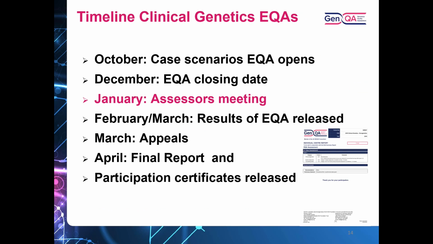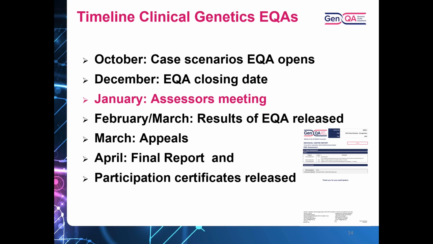The timeline for the clinical genetics EQA is very simple. The case scenario opens in October and will do this year despite the pandemic. The closing date is in December. The assessors meet to review the submissions in January. In February and March, the results of the EQA are released.